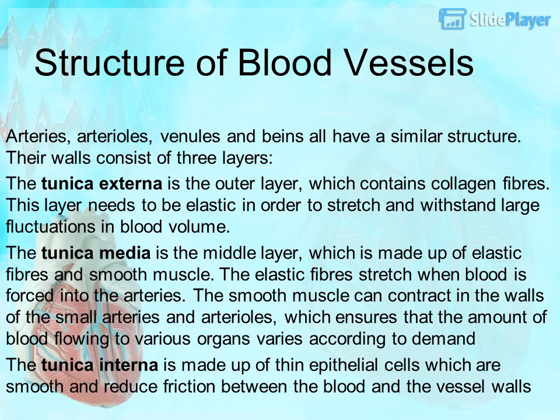The elastic fibers stretch when blood is forced into the arteries. The smooth muscle can contract in the walls of the small arteries and arterioles, which ensures that the amount of blood flowing to various organs varies according to demand. The tunica interna is made up of thin epithelial cells which are smooth and reduce friction between the blood and the vessel walls.